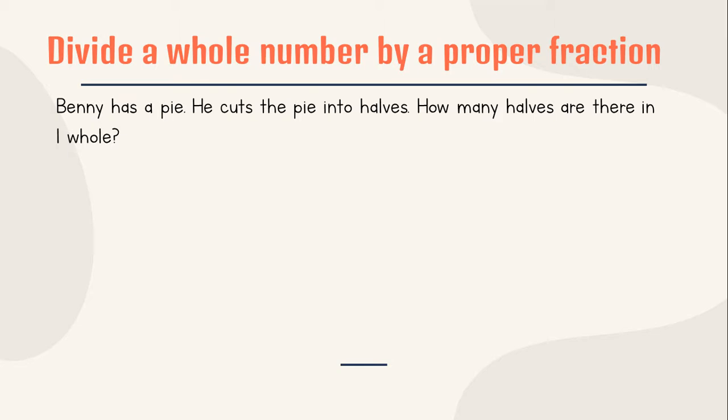For example, Benny has a pie. He cuts the pie into halves. How many halves are there in one whole? As you know, this is half, it means 1 per 2, okay? Benny has a pie, so a pie means 1 divided by half. So here we have a whole number divided by a proper fraction. A proper fraction means that the numerator is smaller than denominator. But if numerator is bigger than denominator, it's called improper fraction.